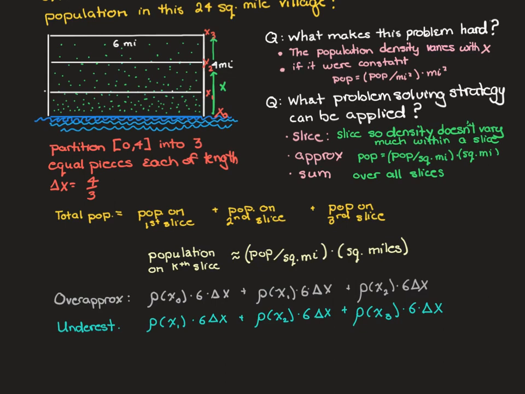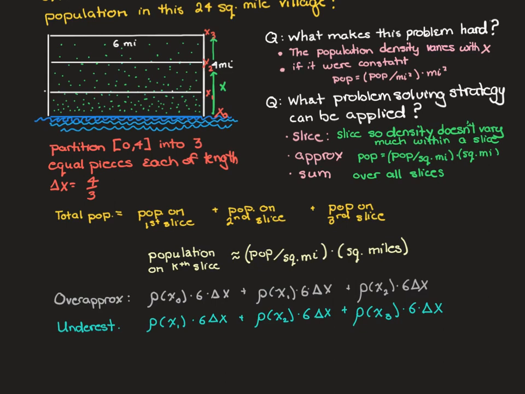We have an overestimate and an underestimate. But what if I want a better approximation? I could take the average of the two and that would be better. But what if I want even better than that? Well, I decided to chop into 3 equal pieces pretty arbitrarily. We could chop into more equal pieces. We could chop it into n equal pieces.